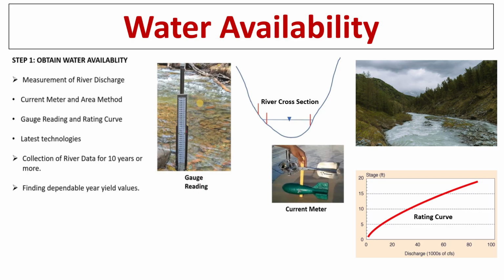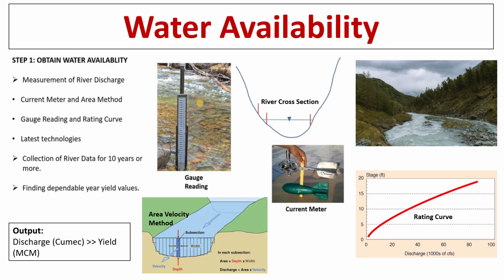Generally, the gauge reading method is quite useful in getting data very easily. Further, during high floods, it is not possible to collect or measure the river velocity. During high flood times, just by observing the gauge reading and with the help of the rating curve we can estimate the flow in the river. The other method is the area velocity method.